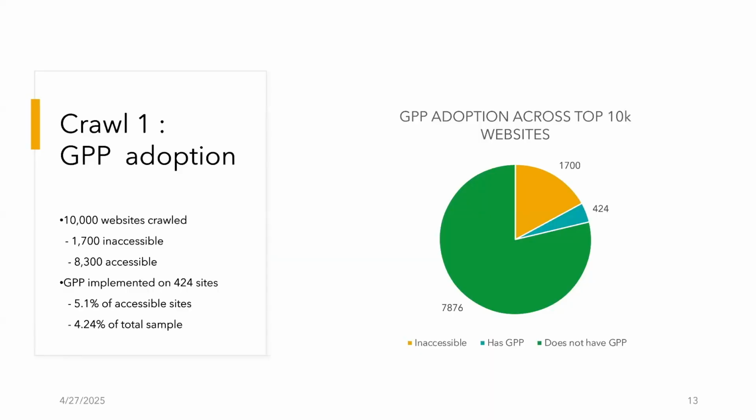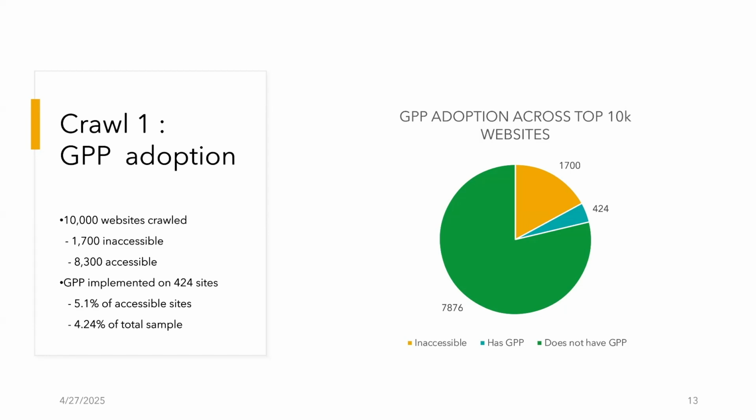As outlined in our methodology, not all websites in our dataset could be accessed. Despite trying out a list of common prefixes, 1,700 out of 10,000 websites remained inaccessible. That left us with 8,300 accessible websites. Among those, only 424 had implemented the GPP. That's just 5.1% of accessible sites, and when considering the full sample, even lower at only 4.24%.